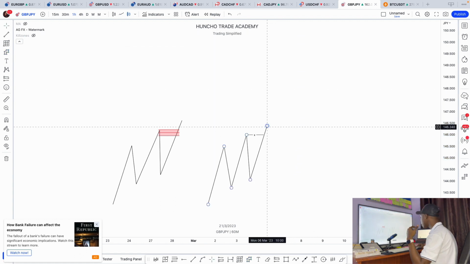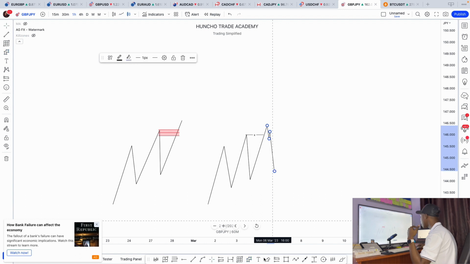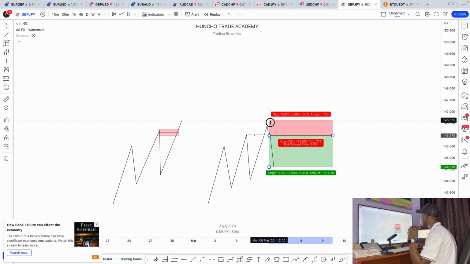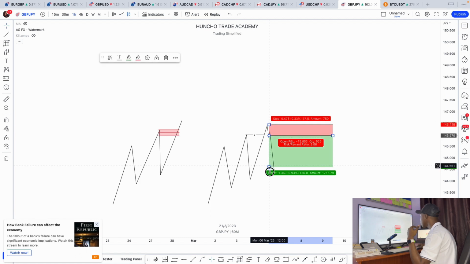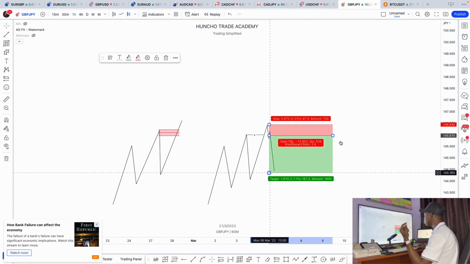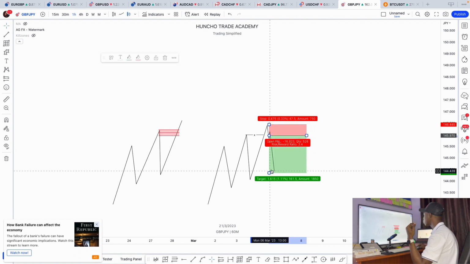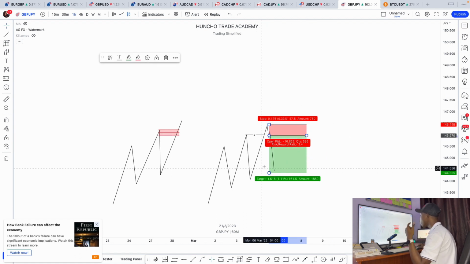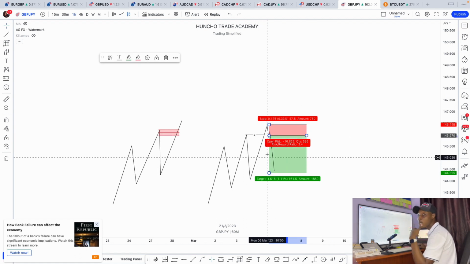I wait for price to come back inside of this zone, right? I want price to come back inside of this zone, then start pushing to the downside. So this is where I take my entry. This is where I place my entry, then my stop loss just above this zone, then my target around this demand zone, because I know that price is going to reverse from here. So this is how I can manage to bank on pro trend and counter trend.